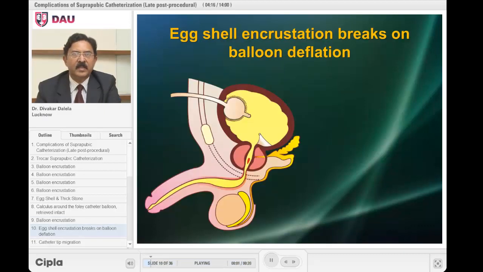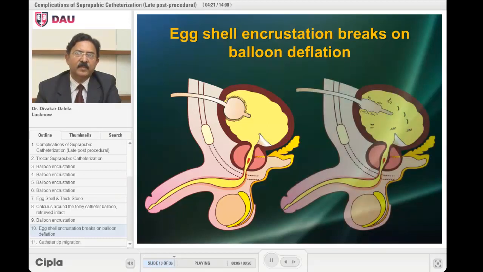What I mean is this was the balloon which got encrusted, you deflated and you pulled this catheter out and you found that partial incrustations are there on the balloon. Be sure that many chips of balloon incrustation are lying in the bladder lumen and they will form stones later on.